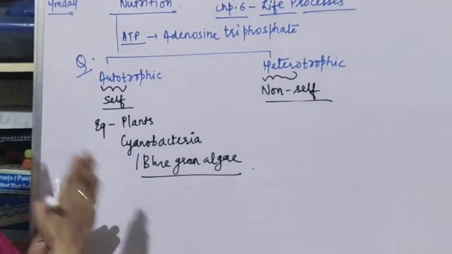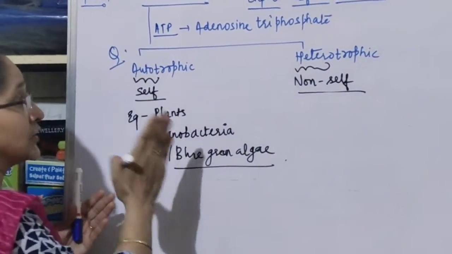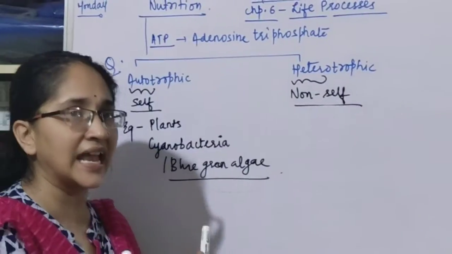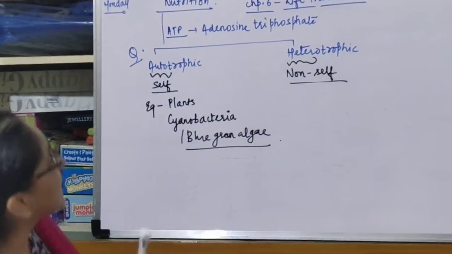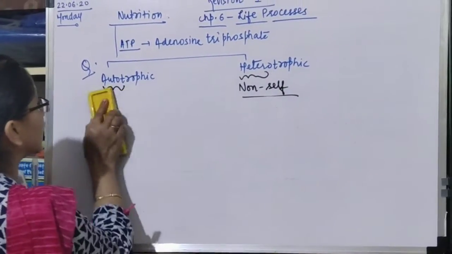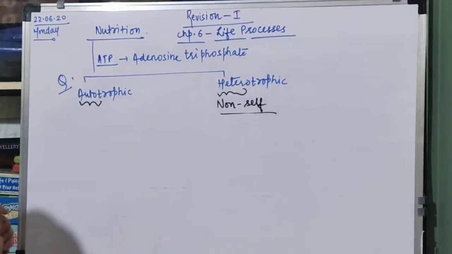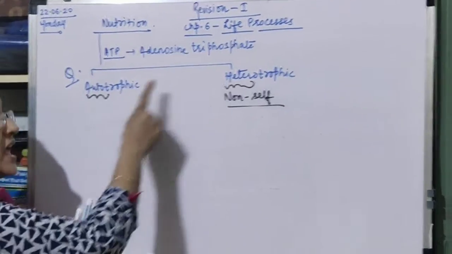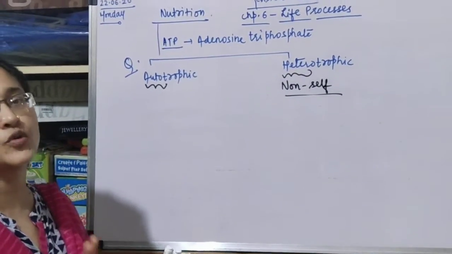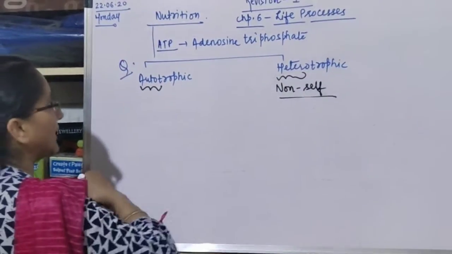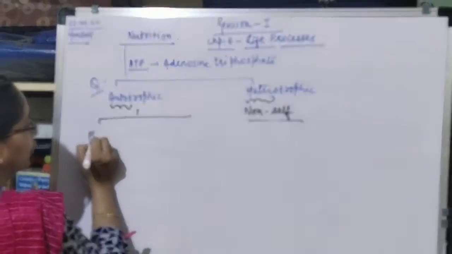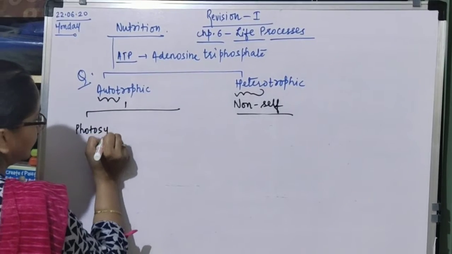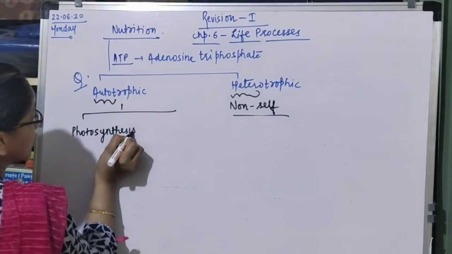Talking about autotrophic mode of nutrition, it is divided again into organisms which carry out photosynthesis and the others which carry out chemosynthesis. So this question is very important, what is the difference between auto and hetero. You'll have to write 4 points of difference between them. Then talking about auto, it is further subdivided into photosynthesis and chemosynthesis.